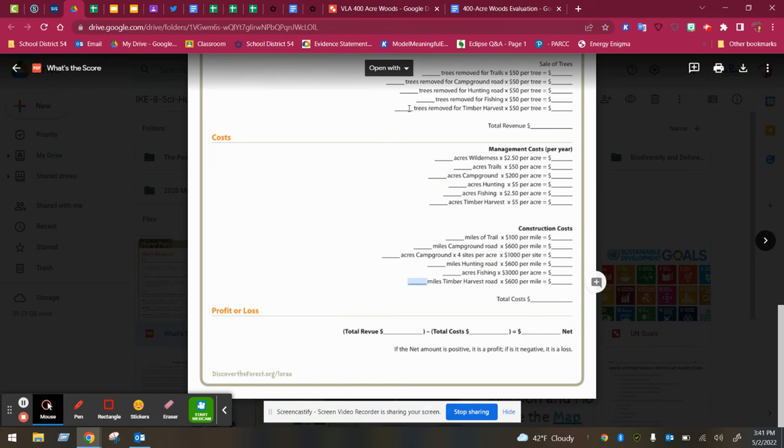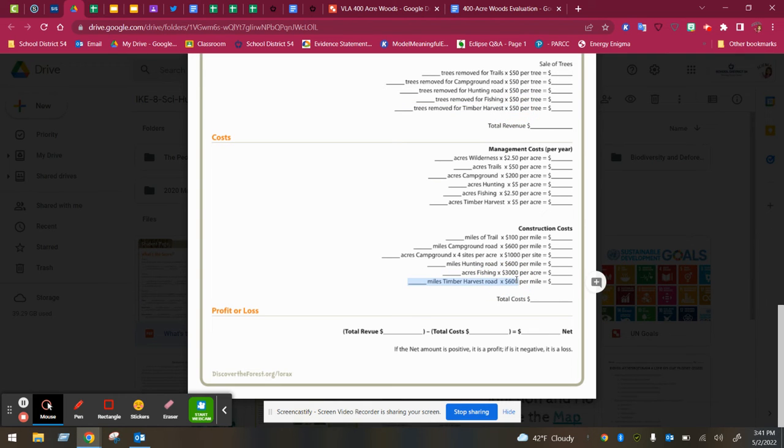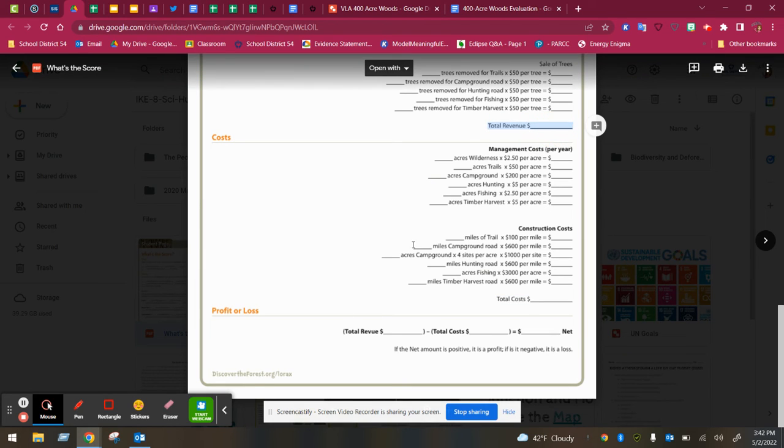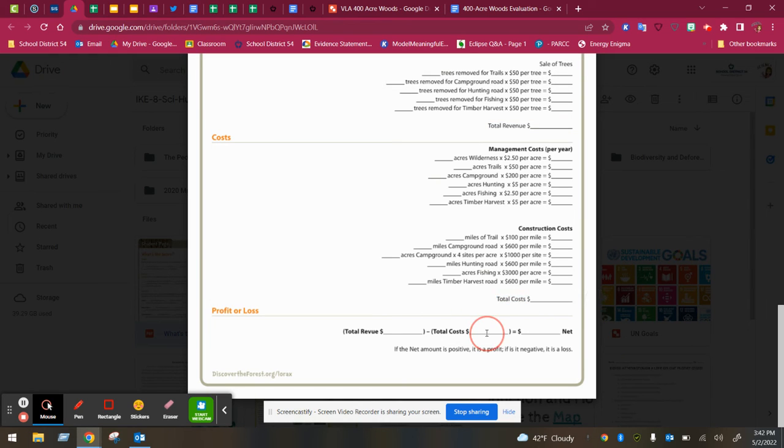So up here, this is your trees removed for timber harvest. This is your miles of timber harvest road. So those are 2 different things. Just pay attention to that. Okay, you'll add all of that up to figure out your total costs. And then you do your revenue from up here in the first blank, minus your costs in the second blank, and then equals your net.